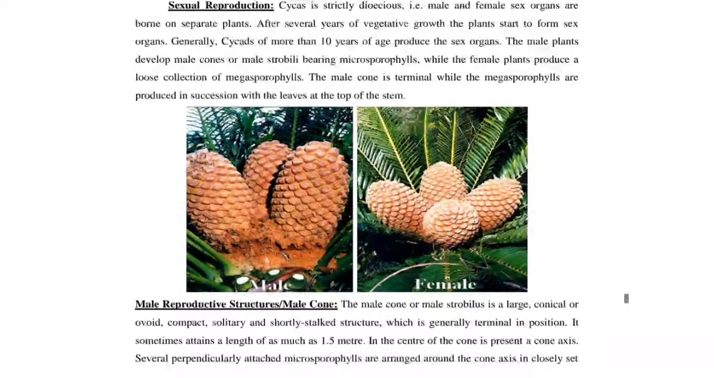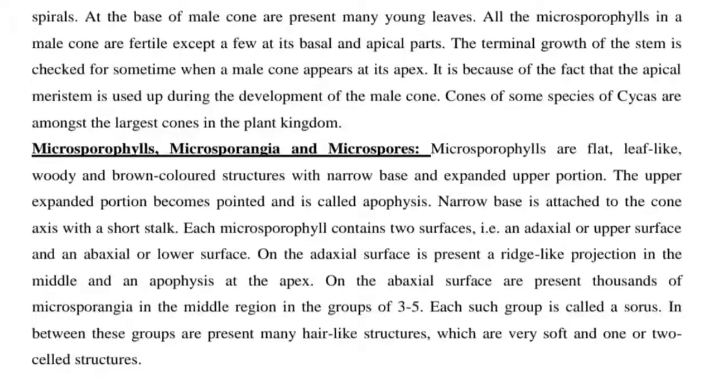Male reproductive structures. Male cone. The male cone or male strobilus is a large, conical or ovoid, compact, solitary and shortly stalked structure, which is generally terminal in position. It sometimes attains a length of as much as 1.5 meters. In the center of the cone is present a cone axis. Several perpendicularly attached microsporophylls are arranged around the cone axis in closely set spirals. At the base of the male cone are present many young leaves. All the microsporophylls in a male cone are fertile except a few at its basal and apical parts.